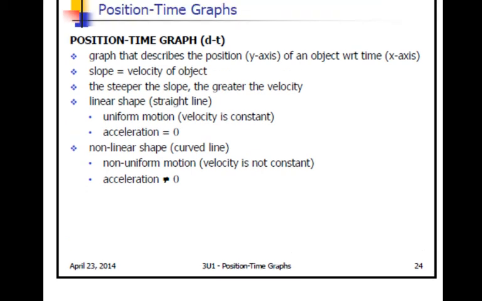This is what you should copy down for position time graphs. These are all very important points. The first is the y-axis is the position, the x-axis is the time. The slope of the graph is the velocity of the object. The steeper the slope, the greater the velocity. If we have a linear shape, we have uniform motion with zero acceleration. If we have a nonlinear shape, a curve of any kind, we have non-uniform motion, meaning the velocity is not constant, it is changing, and acceleration is not equal to zero.